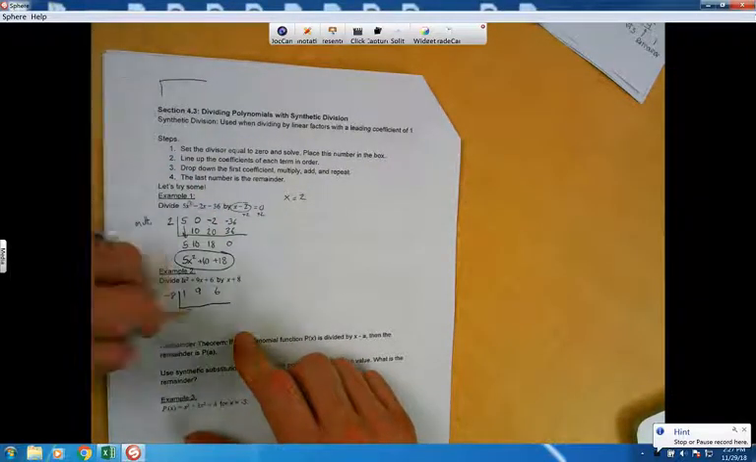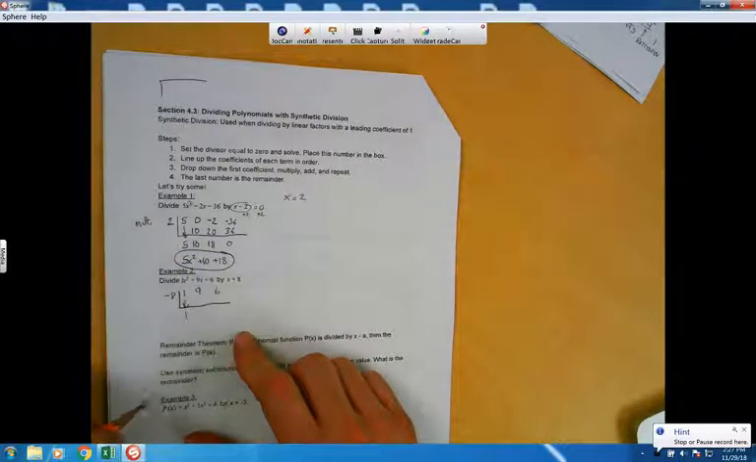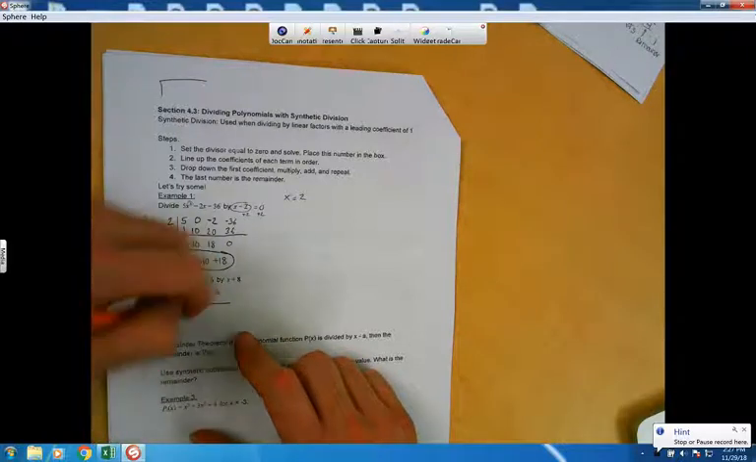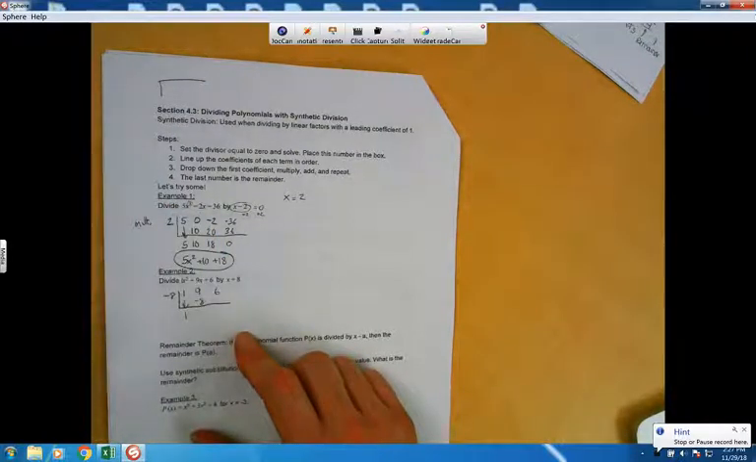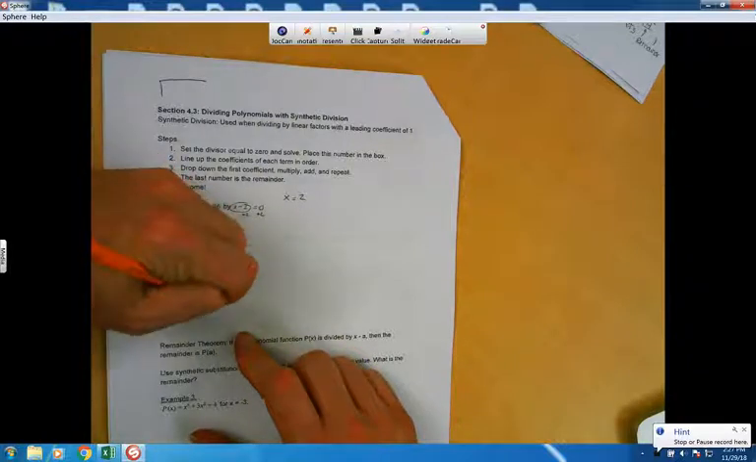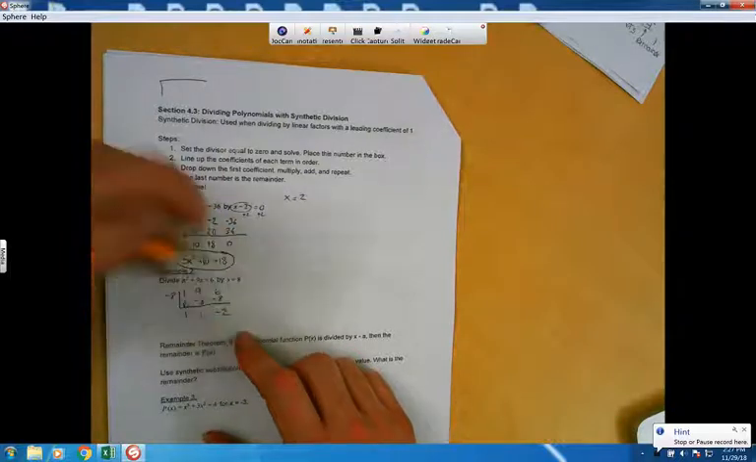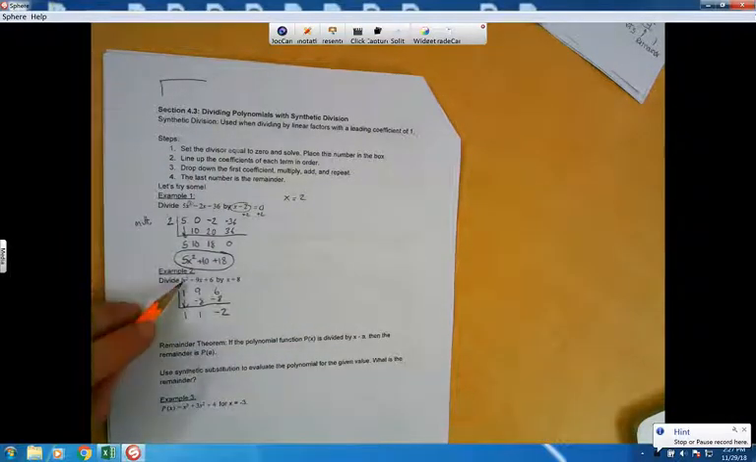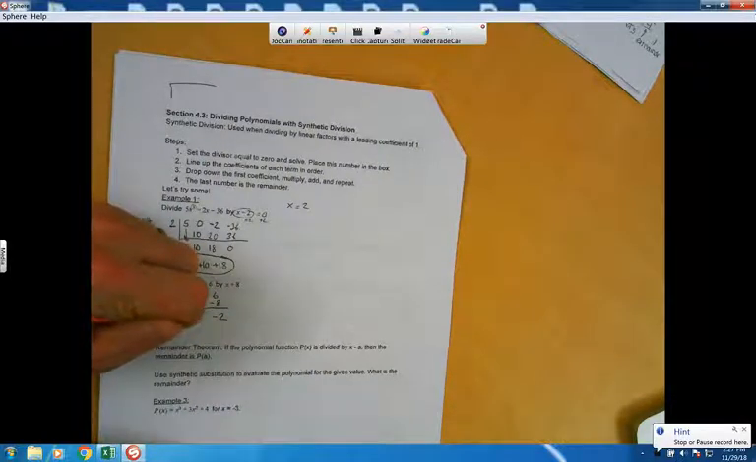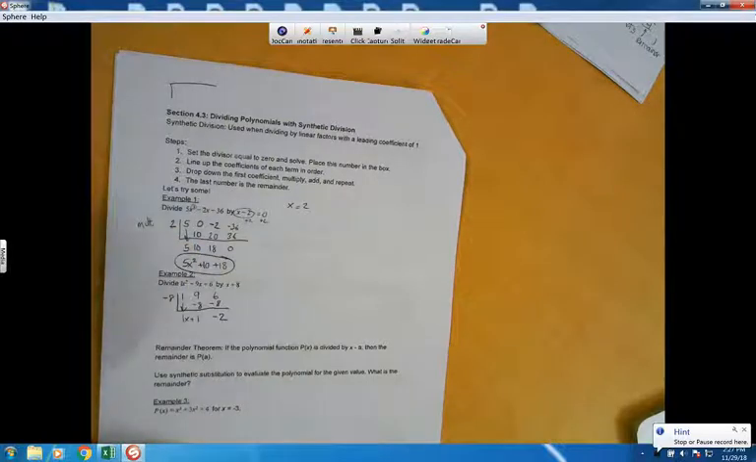What were our steps? We start by dropping down this number, and then we always multiply to go up and add to go down. So multiply, negative 8, add 1, multiply, negative 8, add negative 2. So this started out as x squared, so now it's just 1x plus 1. So our answer is x plus 1.